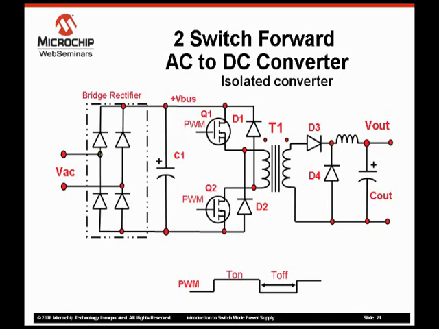The maximum duty cycle is 0.5, but is typically limited to 0.4 to ensure complete core reset. The two-switch forward converter is an efficient design that does not waste any leakage inductance energy in resistive snubbers.